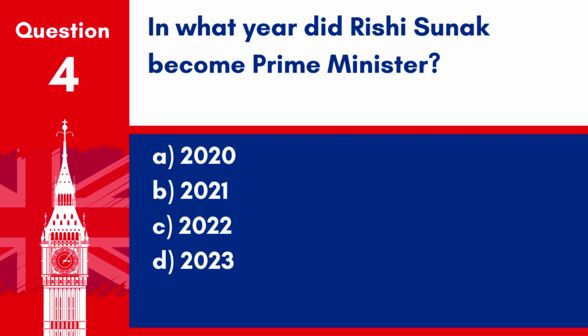Question 4. In what year did Rishi Sunak become Prime Minister? A. 2020. B. 2021. C. 2022. D. 2023. Answer: C. 2022. Rishi Sunak became Prime Minister of the United Kingdom in 2022.